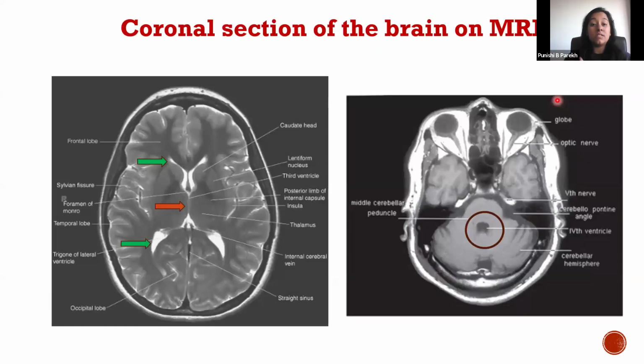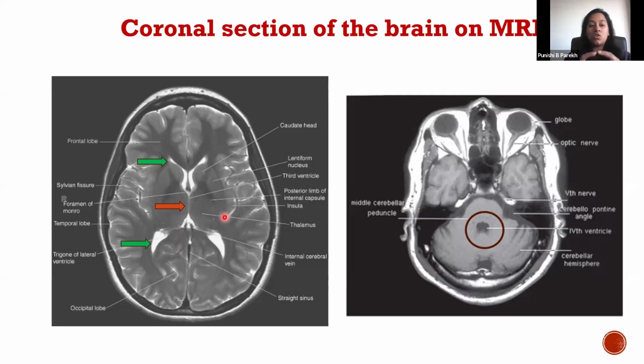This is a coronal section of the brain on an MRI, where the green arrows point to the lateral ventricle. This is the frontal horn, and this is the occipital horn of the lateral ventricle. And the slit-like structure in the center is the third ventricle. So this is what ventricles will normally look like on a coronal section of the brain on an MRI.